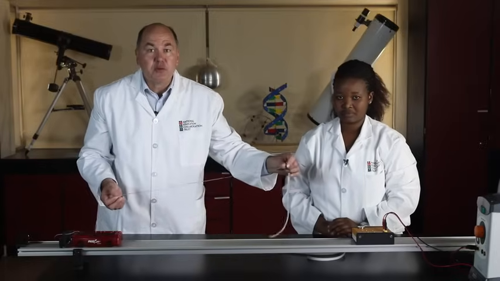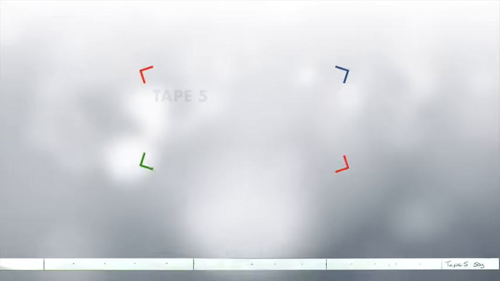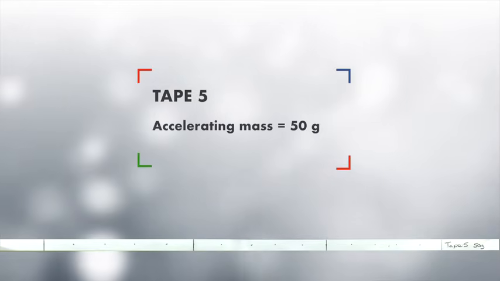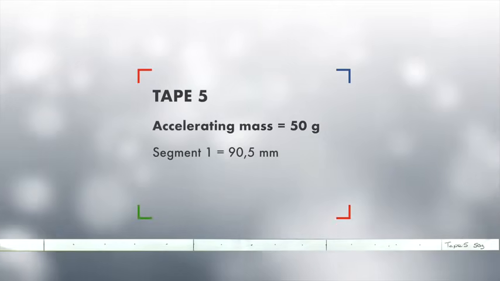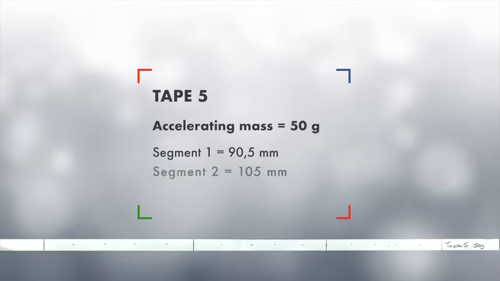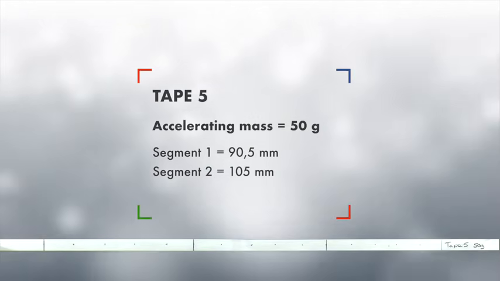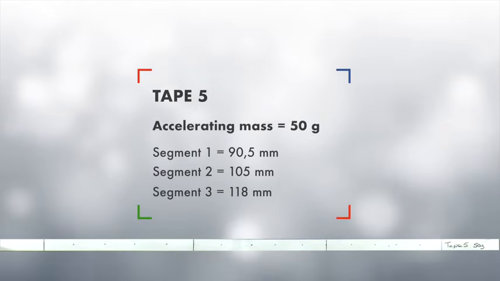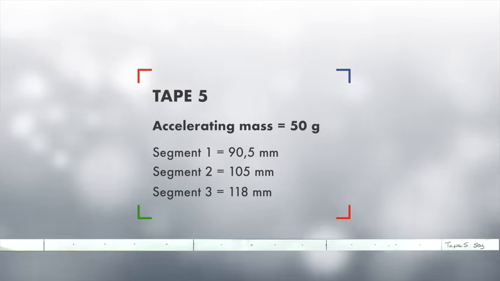Here are the results for tape number 5. The accelerating mass is 50 grams. Segment 1, 90,5 millimeters. Segment 2, 105 millimeters. Segment 3, 118 millimeters.